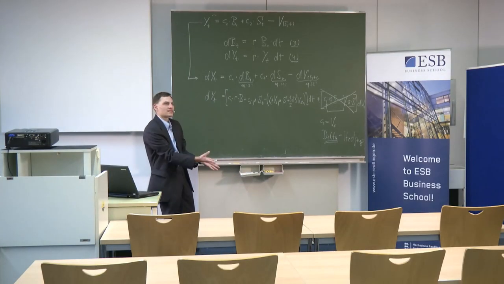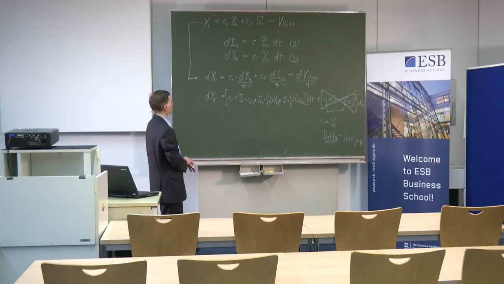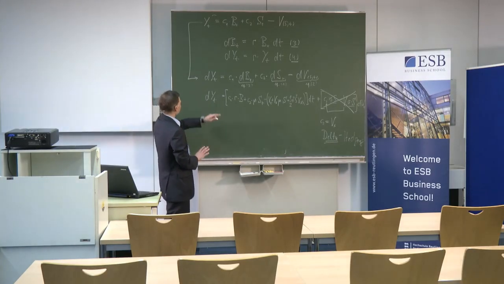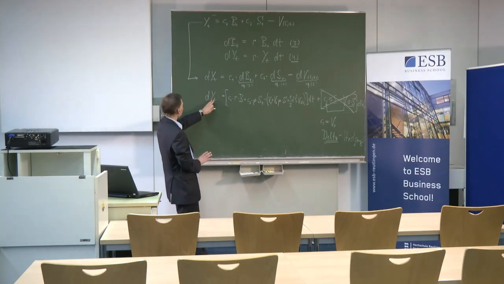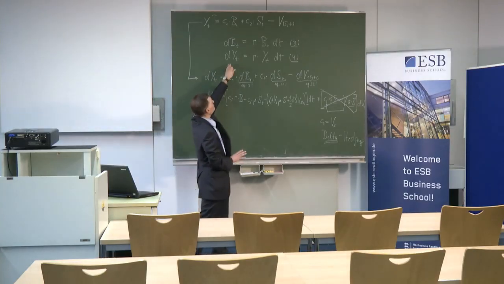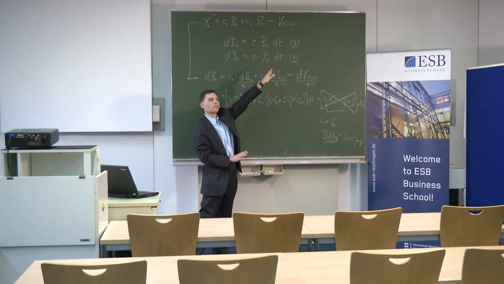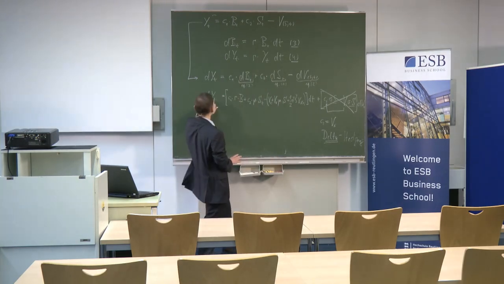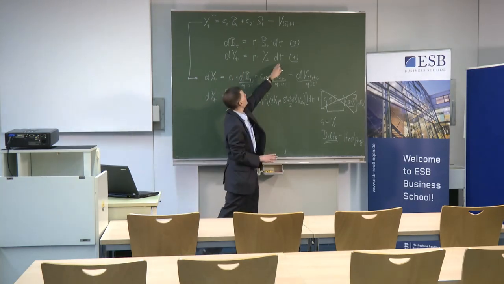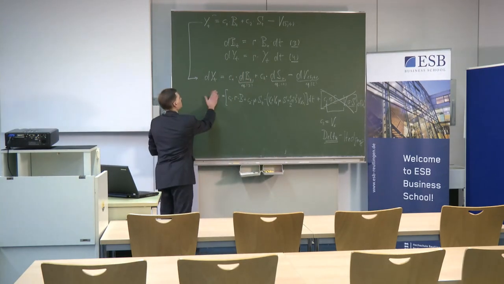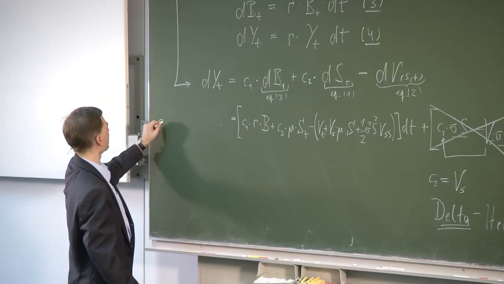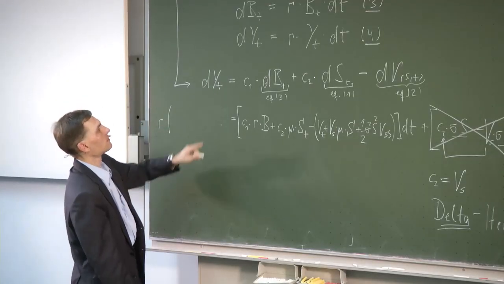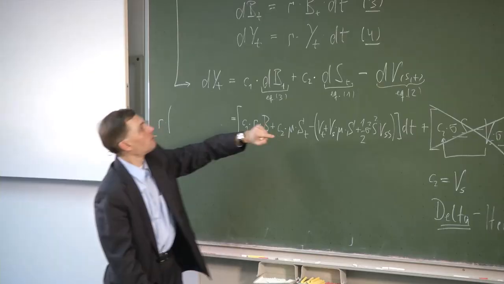So the equation has now simplified a lot. In the next step, what I do now is, well, this dyt behaves according to equation 4, right? It's now a risk-free asset. And I can write down, instead of dyt, the right-hand side. So let's do this. It's r times y. But what is y?